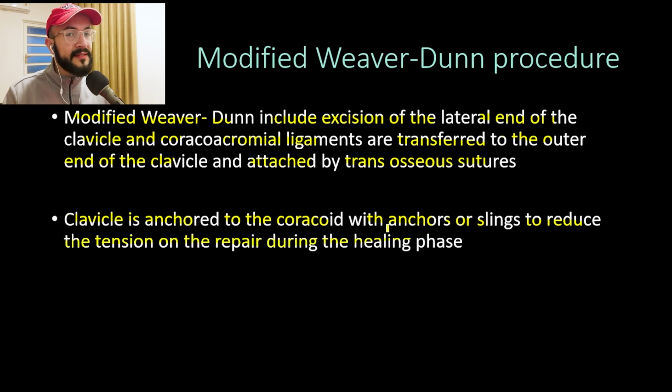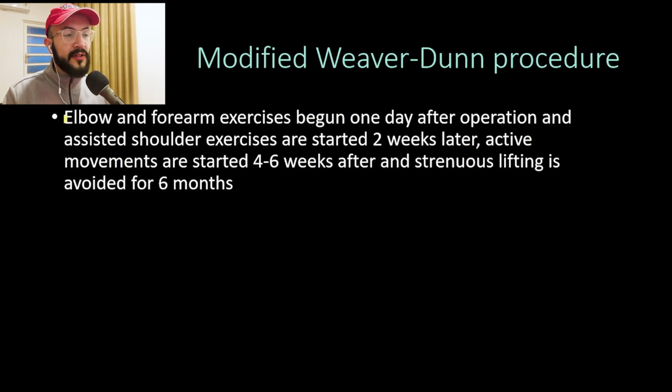the healing phase. And the elbow and forearm exercises begin 1 day after the operation, and assisted shoulder exercises are started 2 weeks later, and active movements are started 4 to 6 weeks after the surgery, and strenuous lifting is avoided for 6 months until the injury is fully healed.